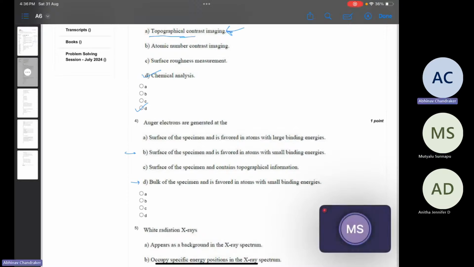So it is generated from the surface of the specimen, as I have just told, since they have very low energies when they get emitted. So only the surface Auger electrons will be detected, but also they are more likely to be generated from smaller atomic numbers, that is atoms with smaller binding energies. That is the B. Smaller atomic numbers have smaller binding energy, so it is easier to remove an inner electron. So the answer will be B.